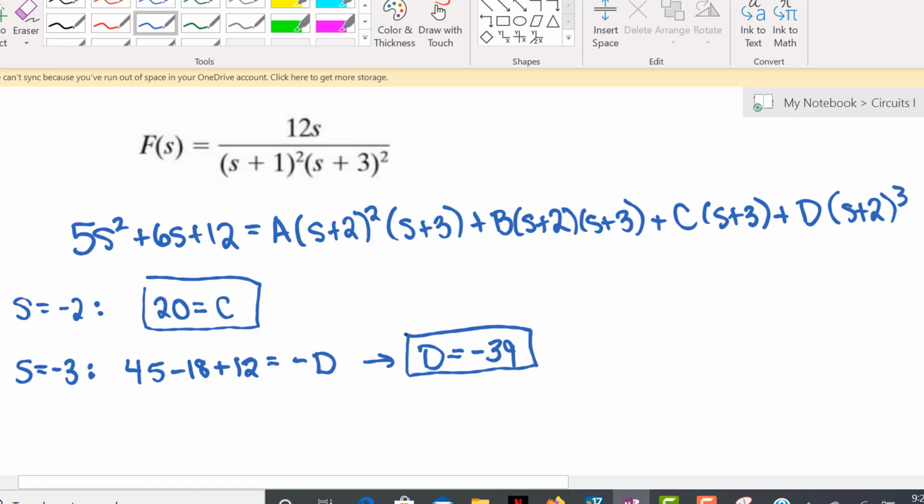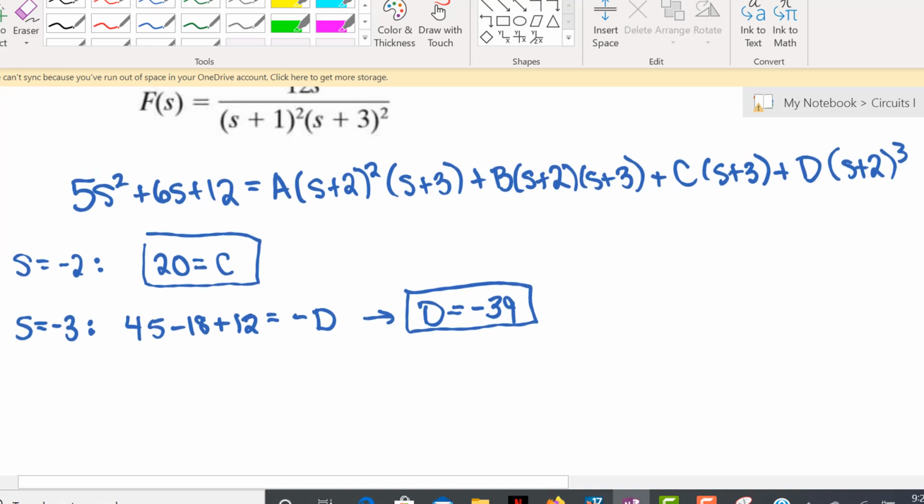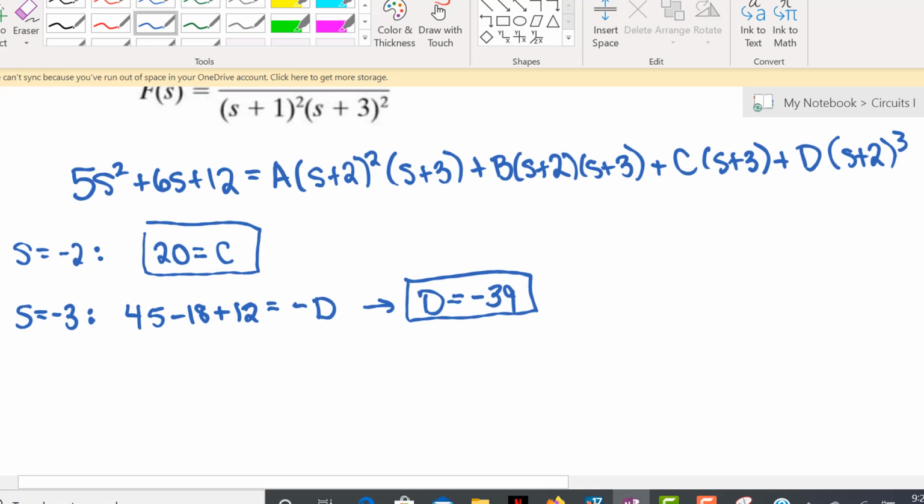Okay, well, we still have to solve for a and b. We're out of really nice numbers. So here's what I do, I think, okay, how can I make the stuff in parentheses equal either plus or minus 1? So if I plug in s equals -1, then s plus 2 is just equal to 1. So that's one that I'll pick. You can pick whatever numbers you want. You'll get 2 equations and 2 unknowns. You'll be able to solve for a and b.